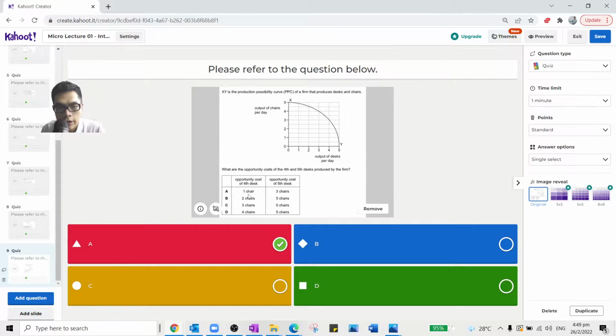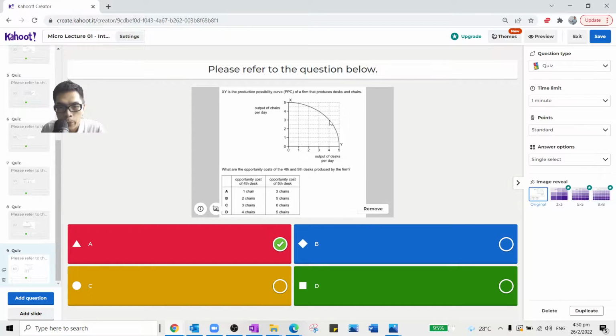Therefore, you see that this is the opportunity cost of the 4th desk. Okay, 3rd to 4th. So let's move on from the 4th to 5th. If you want to produce an additional desk, let's look here. We are at this point, producing 4 desks and 3 chairs. Is everyone following me at my cursor?